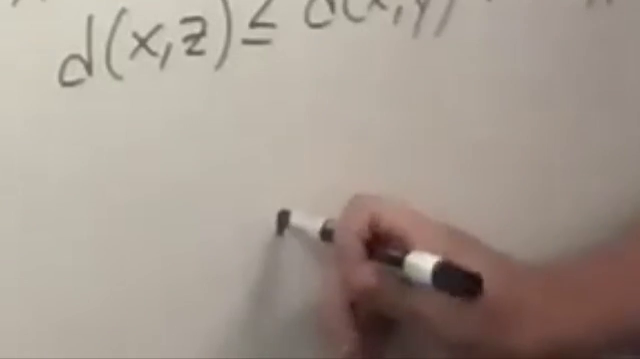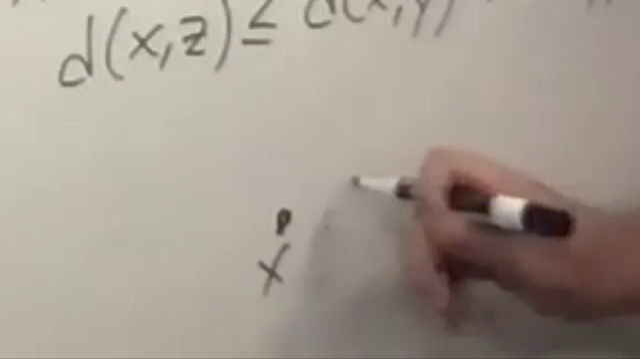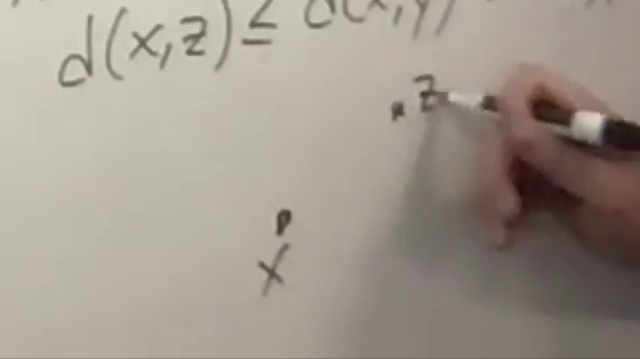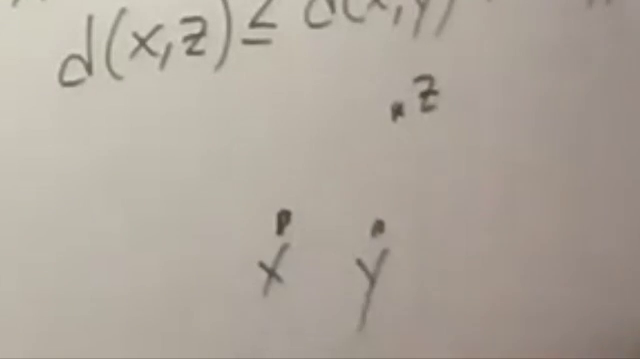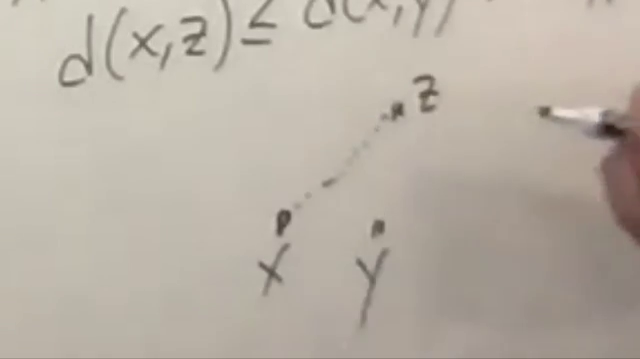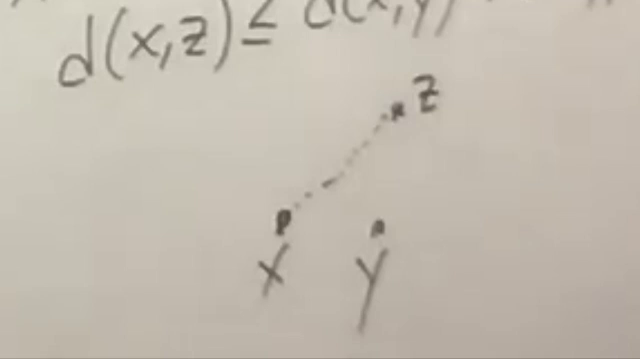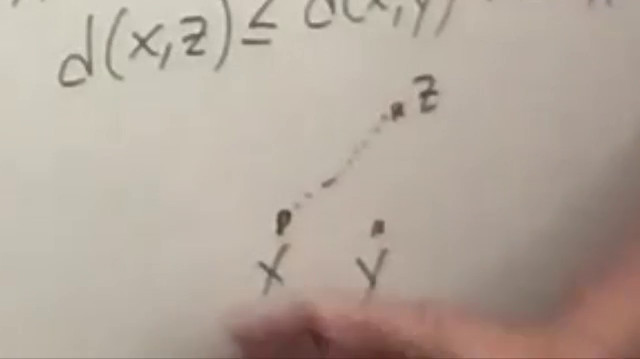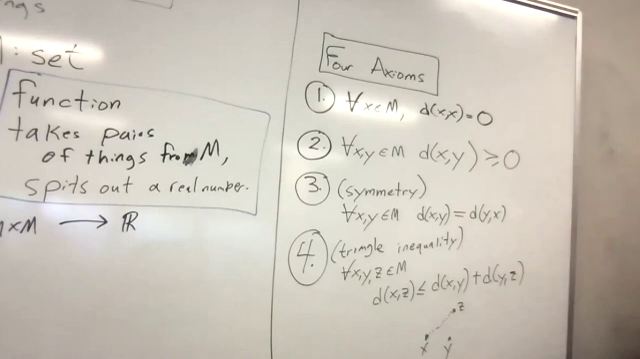So if you think about X being here, Z being here, and Y being here, the shortest thing should always be to go directly from X to Z without taking a shortcut through Y or taking a stopover through Y. 4 axioms of a metric space.